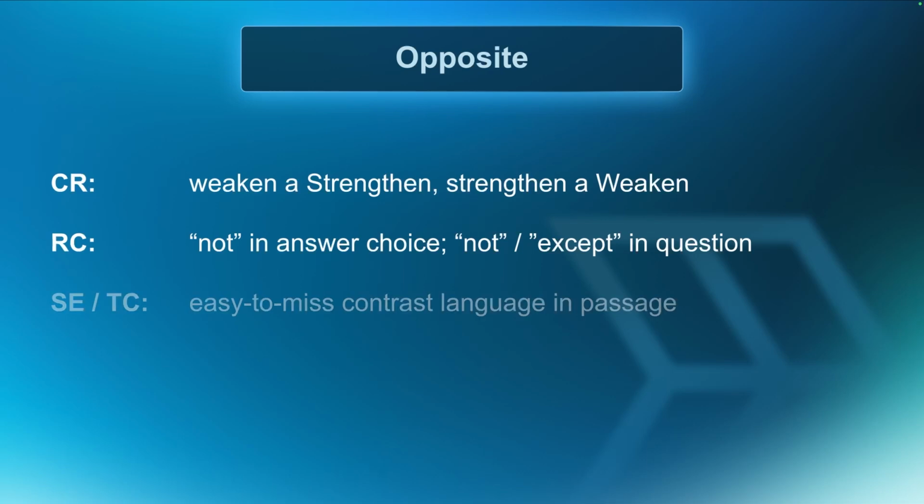In sentence equivalence and text completion, it's a similar situation to reading comprehension, but here instead of missing a not in the answer choice, we're missing a not or other contrast transition word in the passage itself. So instead of looking for an answer choice that contrasts with the keyword in the passage, we look for an answer choice that correlates with it.